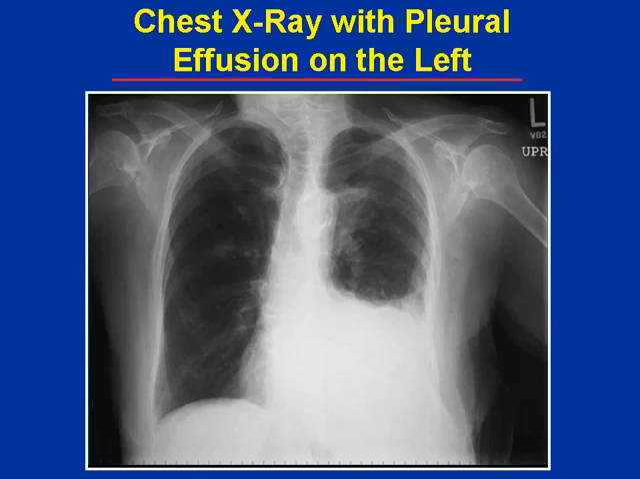You can see where the whiteout is, and that's the fluid. This is on a chest x-ray. Air shows up as black, and so that's why our lungs show up as black. And the other parts of our body that are denser show up as white.